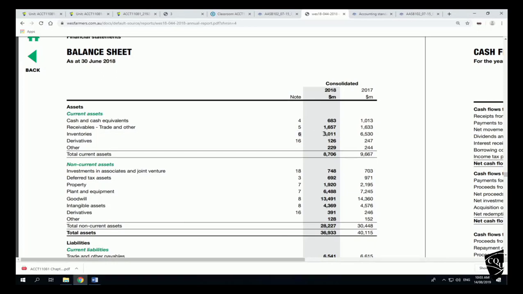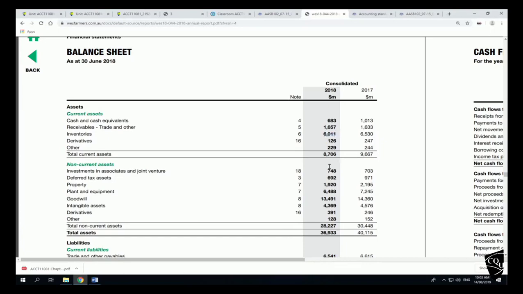Now, I can actually see in note 6 the breakdown of these inventories that they've listed on the balance sheet. So I can go down to note 6 and have a look in more detail at this figure, and I'm going to do that soon.